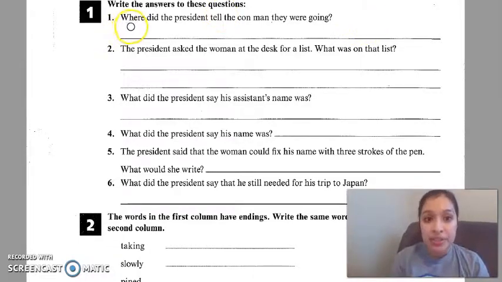So the first question is, where did the president tell the con man they were going? So you have to think of our sentence starter. Where did the president tell the con man where they were going? Think, how can we start that?